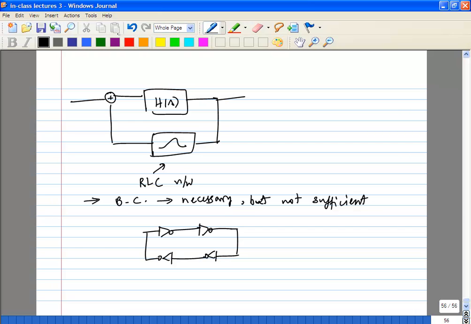Let's take the case of this guy. This is a very simple example where you have enough loop gain, you have enough phase shift, but we know that the circuit is going to latch up. It's a 4-stage ring oscillator, you know it's not going to oscillate. So what we'll do is take some simple circuits and see whether conditions are satisfied or not, and come up with a case where the condition is satisfied for oscillation.